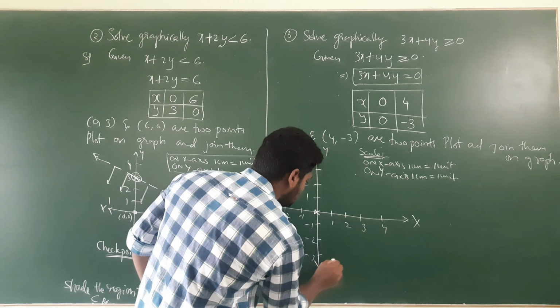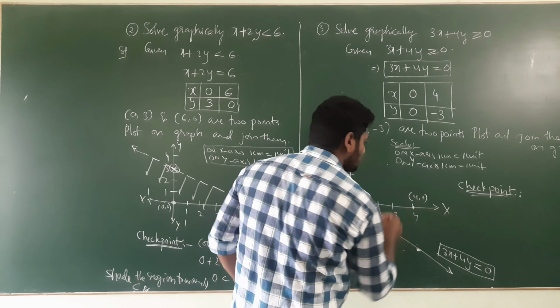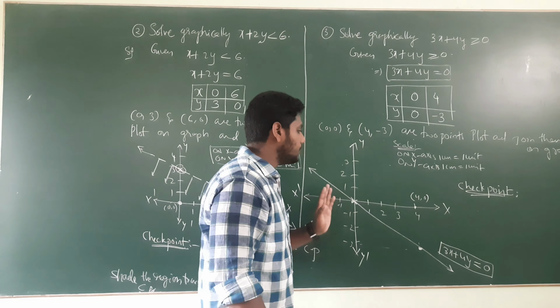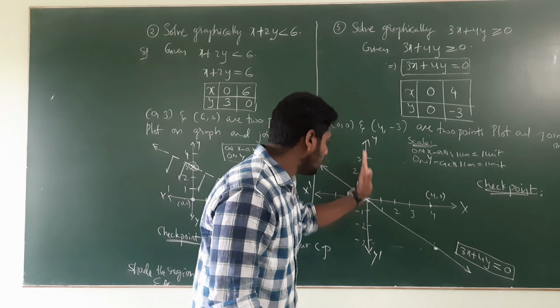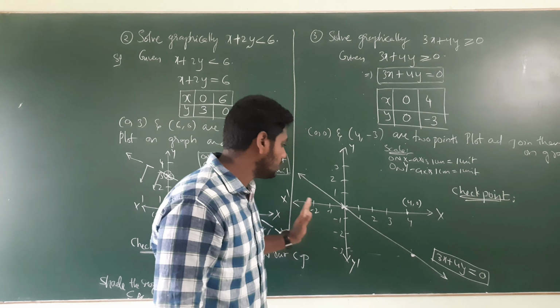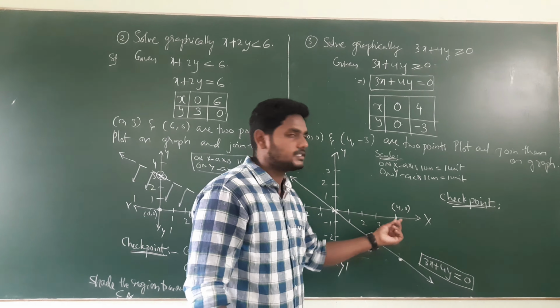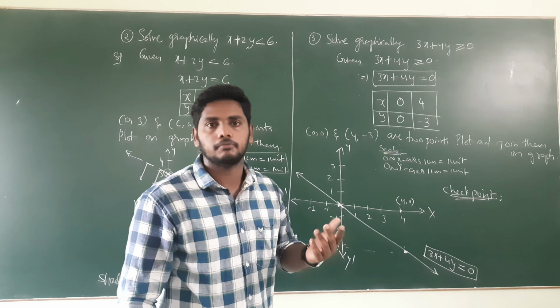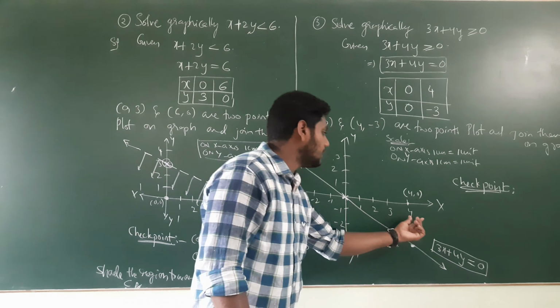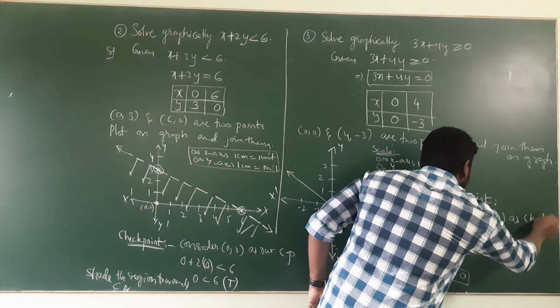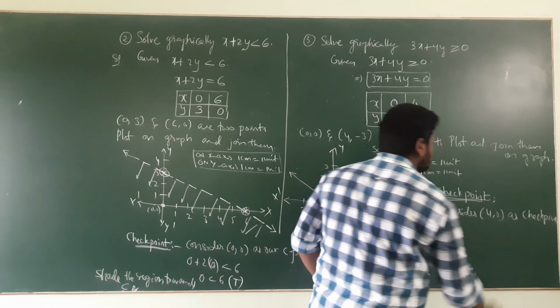Now for this line I will take 4 comma 0 as the checkpoint. You can take any point, but it is better to always take points on either the x-axis or the y-axis. For an easy solution, I will consider 4 comma 0 as the checkpoint.